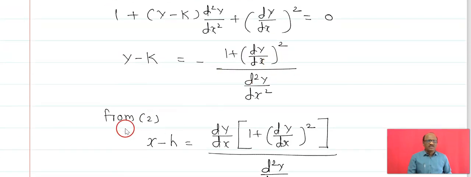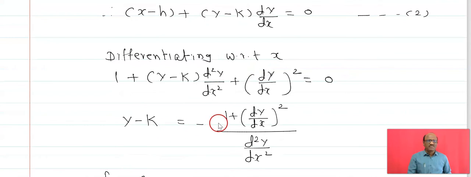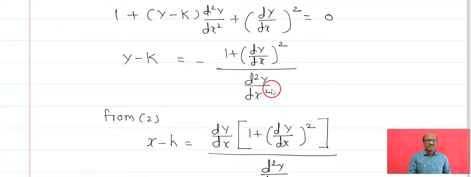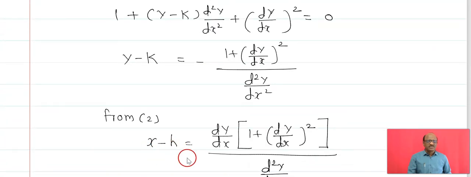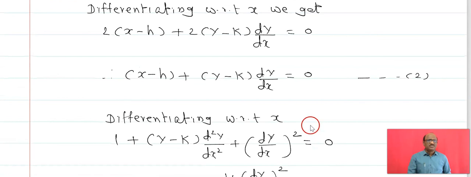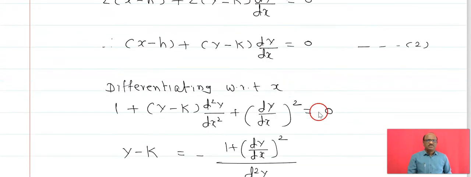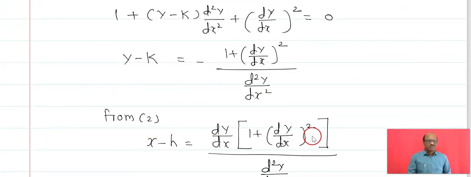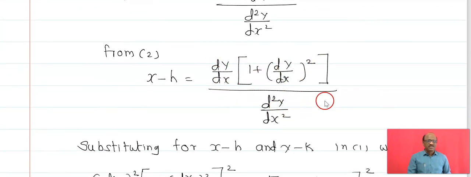And overall, from equation number 2, what is the value of y minus k? The value of y minus k is minus (1 plus (dy by dx) whole square) upon d2y by dx square. That is, x minus h is equal to dy by dx into (1 plus (dy by dx) whole square) upon d2y by dx square. This is from 2, and therefore this is the value of y minus k. Again from 2, x minus h is dy by dx into (1 plus (dy by dx) whole square) upon d2y by dx square.